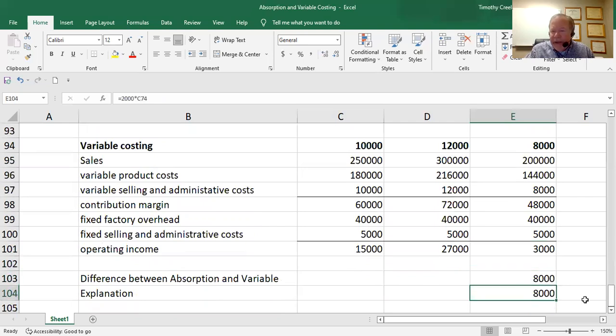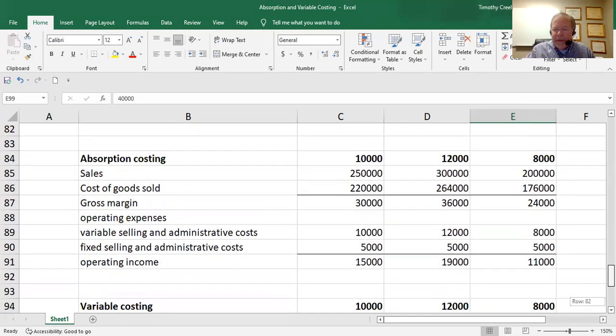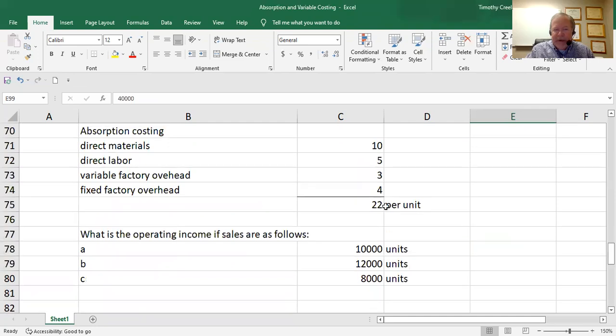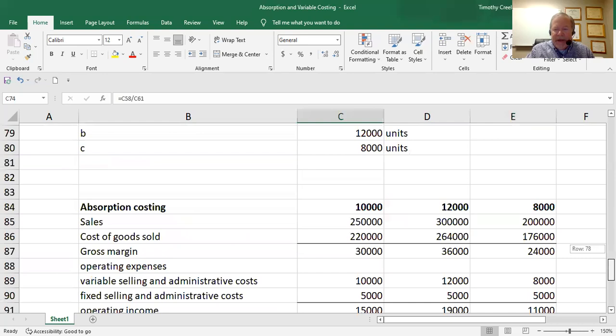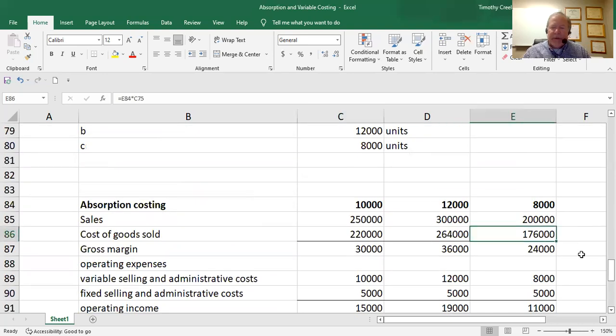Now, how you can explain that is that if you're doing variable, your fixed factory overhead is expensed off in total every single period. It's always going to be expensed off in total. But under absorption costing, the fixed factory overhead is part of product cost. So if you don't sell everything that you produce, some of that fixed factory overhead is going to remain in inventory. Not all of it is going to make it to cost of goods sold. Not all of it's going to be expensed off.